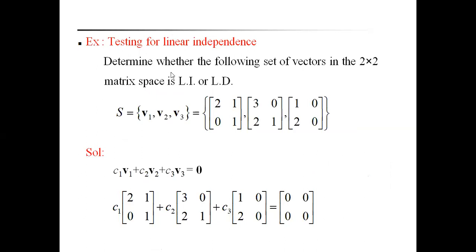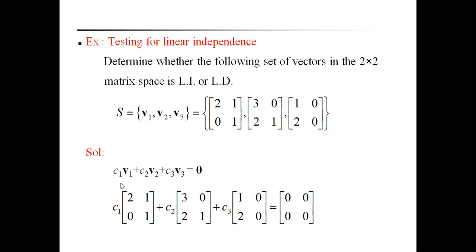One more example we have to discuss now. Determine whether the following set of vectors in the 2 by 2 matrix space is linearly independent or linearly dependent. In this, we take matrices as the vectors. In the previous example, we took polynomials of degree 2 as vectors. Here we take the matrices. S equal to V1, V2, V3. So the matrices are 2, 1, 0, 1; 3, 0, 2, 1; and 1, 0, 2, 0.